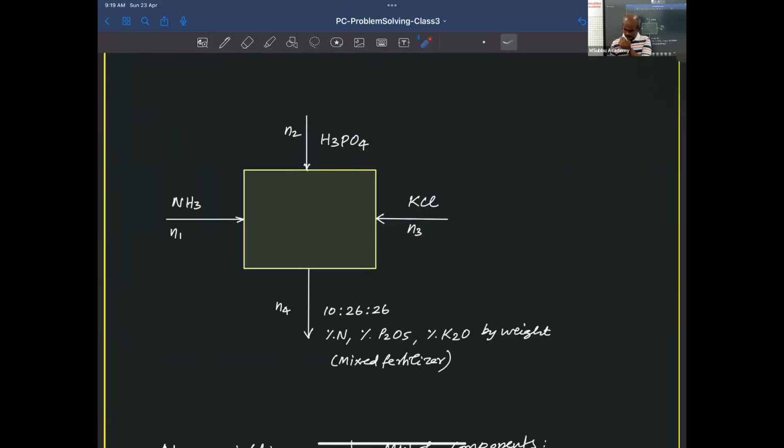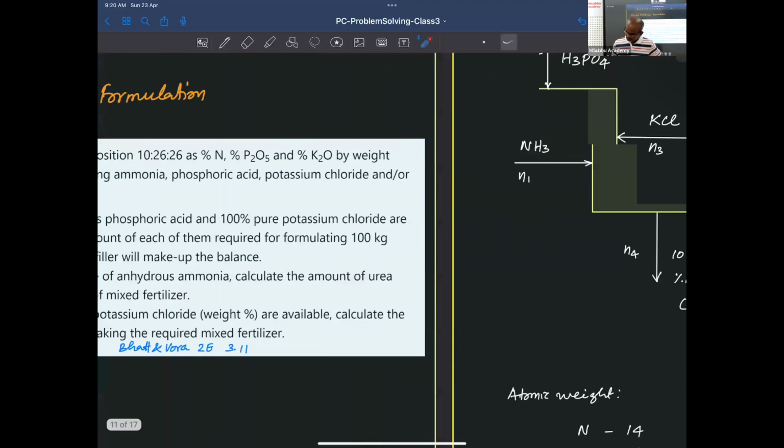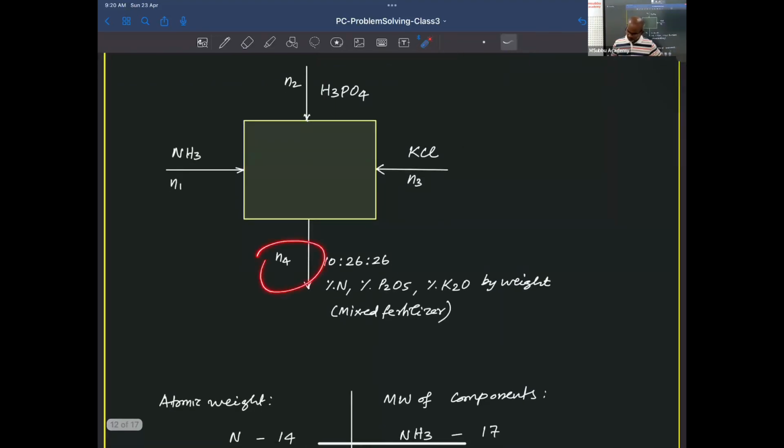What is needed is to prepare a mixed fertilizer of 10:26:26, which is percentage nitrogen, percentage P2O5, and percentage K2O. These are all in weight percentage. It is obtained by mixing anhydrous ammonia, anhydrous phosphoric acid, and pure KCl. So N1, N2, N3 are to be obtained. Since we have data for 100 kg of mixed fertilizer, N4 in terms of mass is available.